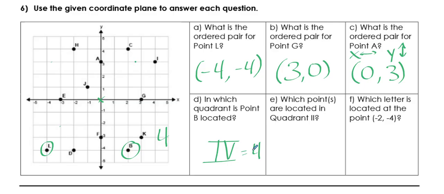Which points are located in quadrant 2? So this is the first quadrant, this is the second quadrant. We don't use ones that are on the axes. So E does not count, A does not count. It's specifically points that are in that quadrant. So it's just J and H. Which point is located at -2, -4? So we go to -2 as our x. That means 2 to the left. And then 4 down, that's our y. That's point D.